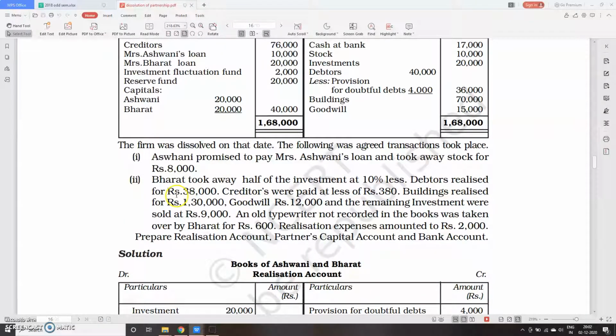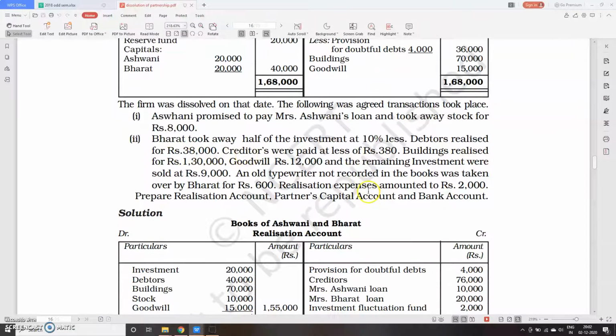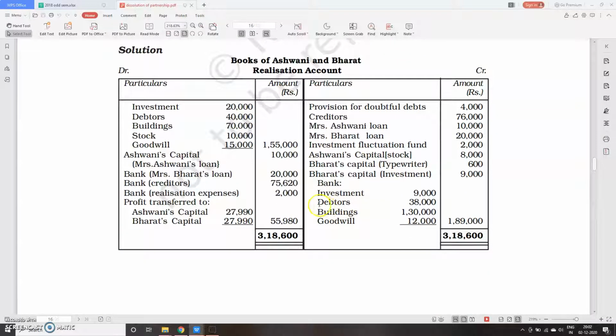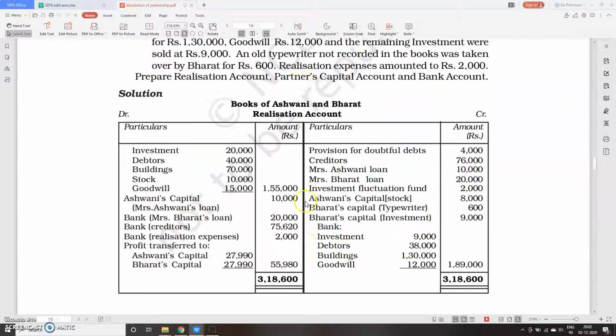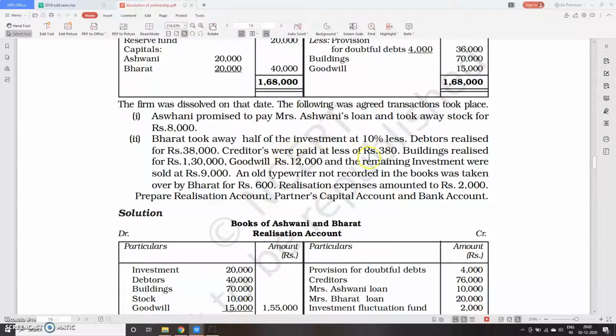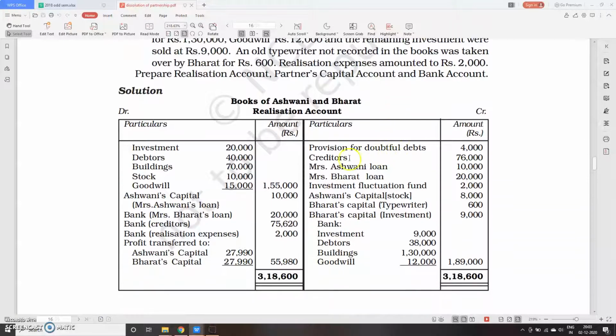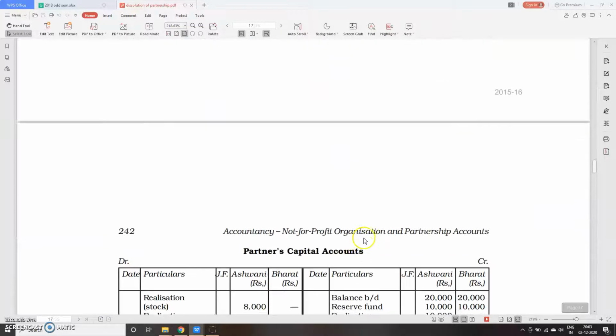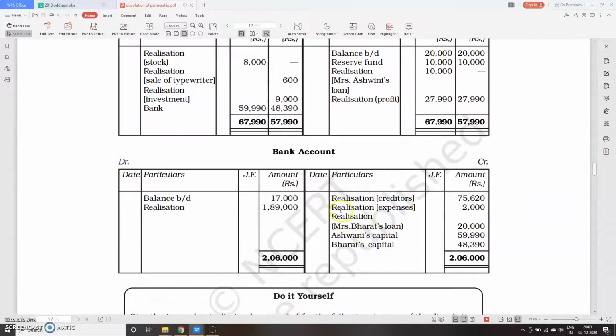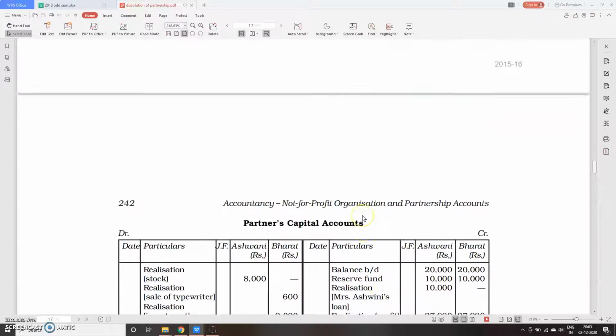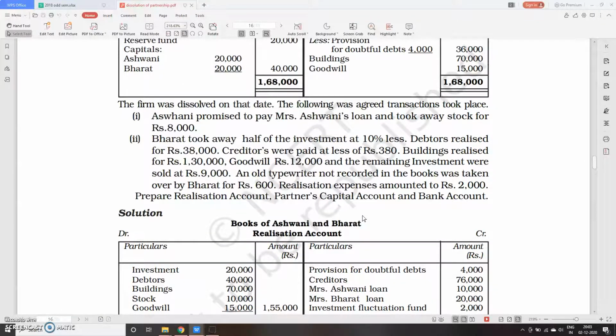Debtors realized at 38,000. Okay, creditors were paid at less of rupees 380. Creditors were how much? Creditors were 76,000 minus 380 will be 75,620. So by bank, creditors 75,620. Okay, so these creditors will go to the bank account. Realization account, creditors 75,620. So creditors are paid off, at a discount of 380.